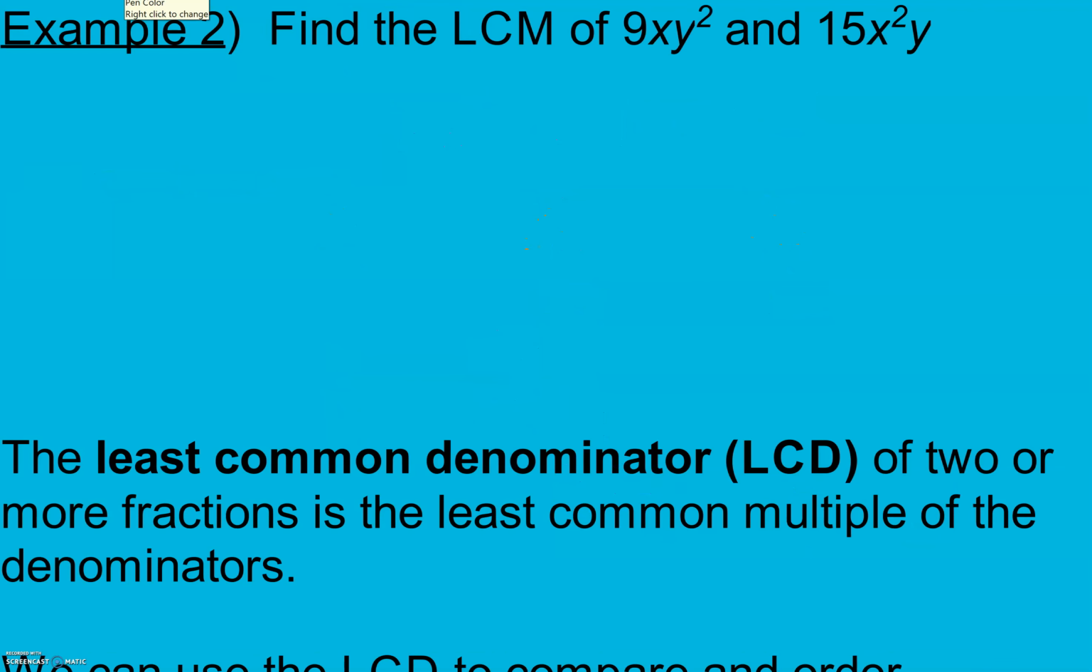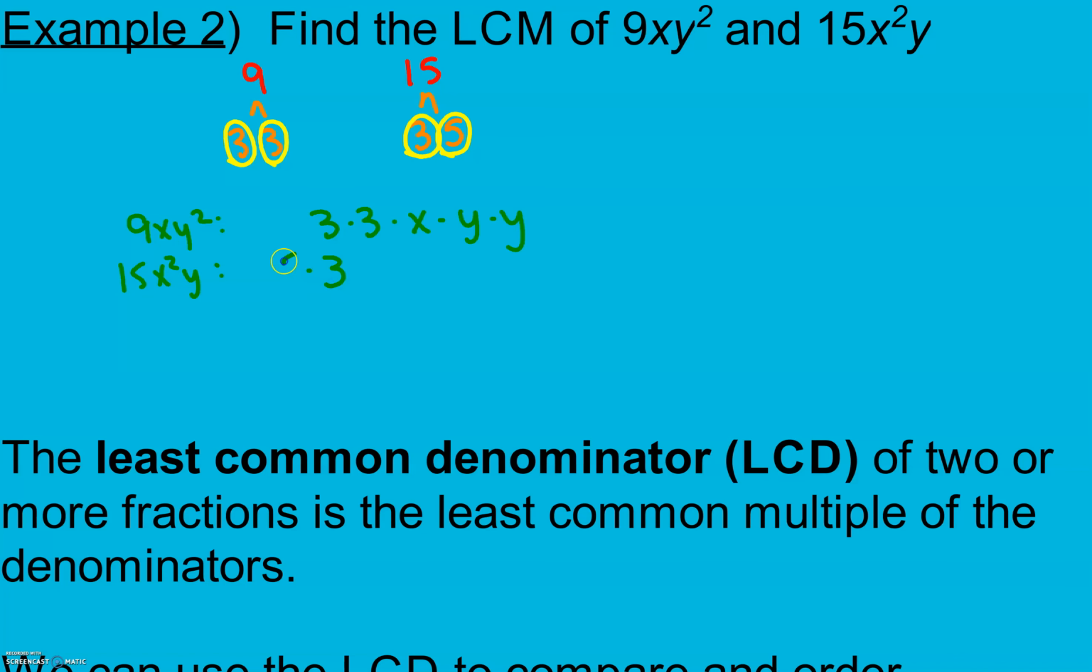In example 2, here we have monomials, but we're going to do it the same way. So 9 and 15, I'm going to work with my numbers first. 9 is 3 times 3, 15 is 3 times 5. 3's are prime, so is 5. So 9xy squared is going to be 3 times 3 times 1x, y squared is y times y, base times itself, and 15x squared y, 15 is 3, make a 5 column, x squared, I have 1x here, I'm going to put the last one at the end, and 1y.